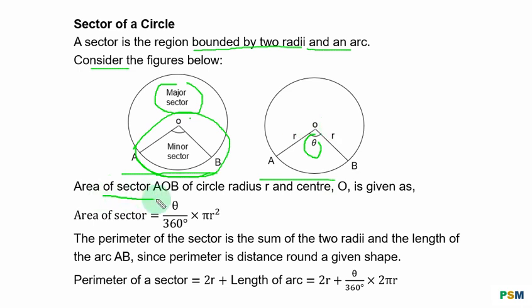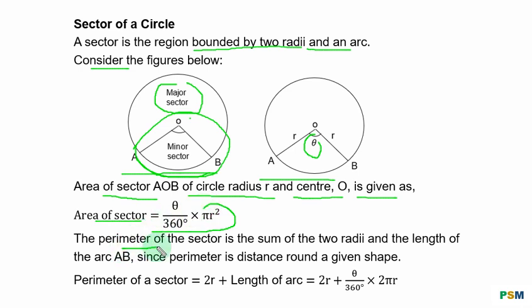Area of sector AOB of circle radius r and center O is given as: area of sector equals theta over 360 degrees times pi r squared.